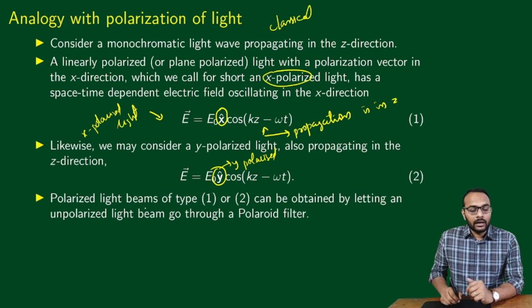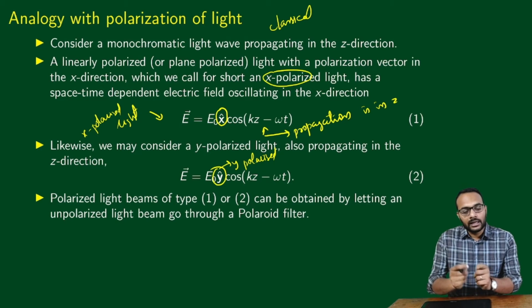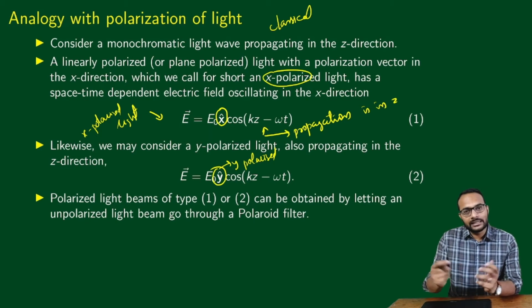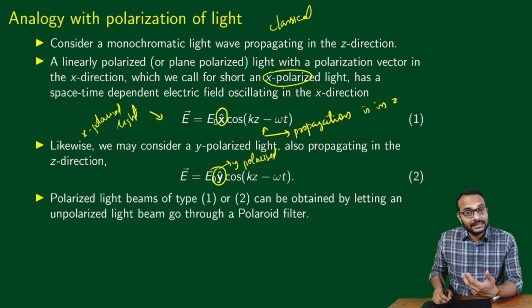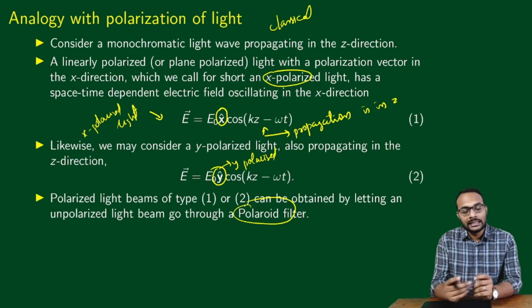Now, how do we obtain such polarized light beams? It can be obtained by letting an unpolarized light through a filter. Light need not always be polarized. It could have oscillations in all sorts of directions, but you can filter out the necessary polarization by letting the light go through a polaroid filter. So we can use polaroids to filter out certain components of oscillation.